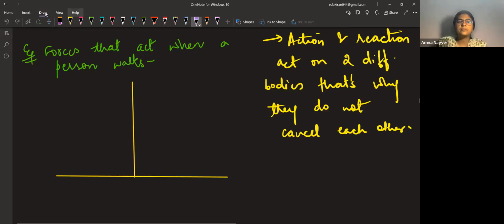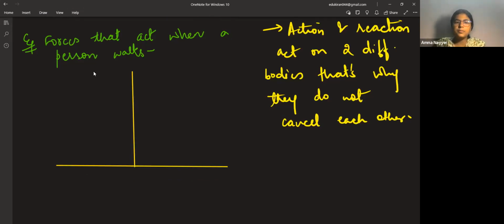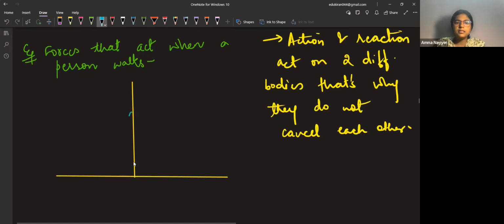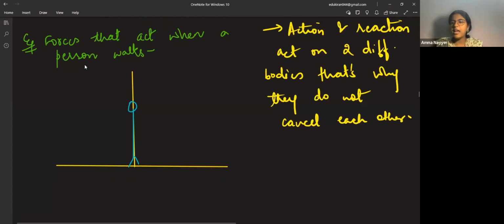Now see, when a person is walking, let's assume this is a person. What happens whenever two objects are placed in contact with each other? Did I mention normal reaction in the last class? Let me tell you, even if I have. Suppose this is a table, and on the table I have kept one object. Because they are kept in contact with each other, one contact force exists upwards, perpendicular to the surface, away from the body.